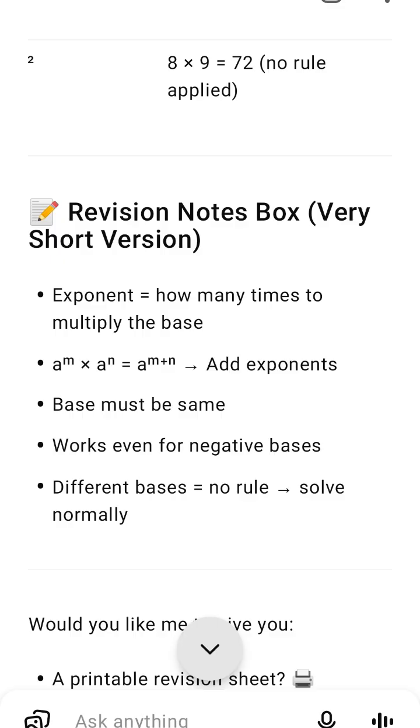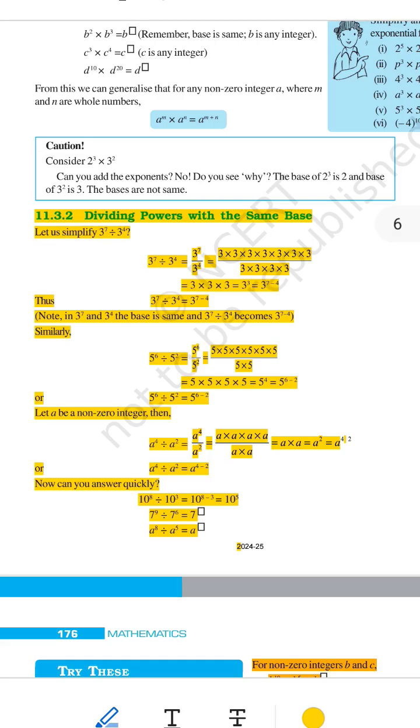Would you like me to give you a printable revision sheet? Flashcards for memory? A quiz to test yourself? A cartoon-style summary poster? Just tell me and I'll make it for you.